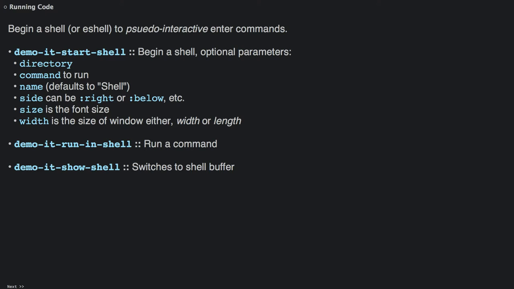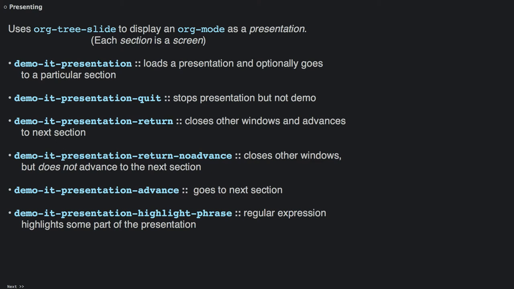And then show shell just brings it up. Okay, presenting. So all presentations for me are in org mode files because that's kind of how we roll. There's a nifty little thing called org tree slide, which shows each section as a single screen. So instead of having to collapse, move down, and reopen, I just have a key and it just brings to the next section at a time.